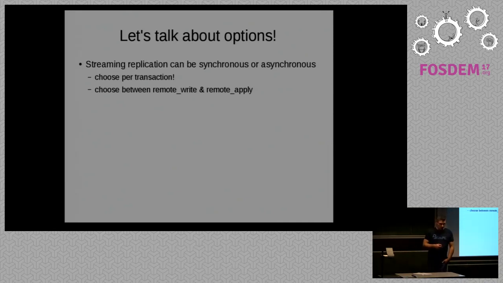You can have synchronous or asynchronous replication, and you can choose on a transaction level if your current transaction should be committed synchronously or asynchronously. So usually for your forum entries or whatnot, you would say, okay, async is okay, but when you have a payment, you just set that transaction to be synchronous, and that will only commit when it has reached the slave.